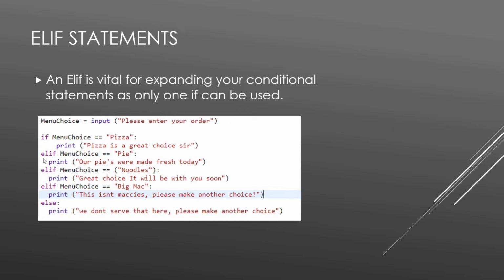So we have to use what we call an elif, which stands for else if. So else if, it's a combination of both. So you use one if, and then you move on to using elif for the rest of the statement until you get to the end where you use an else statement to cover any other possible option. So here I've got elif menu choice is equal to pie. We'll then say our pies were made fresh today, blah blah blah. Elif menu choice equals noodles, and elif menu choice equals Big Mac. So depending on what the user enters, we'll get a different result.